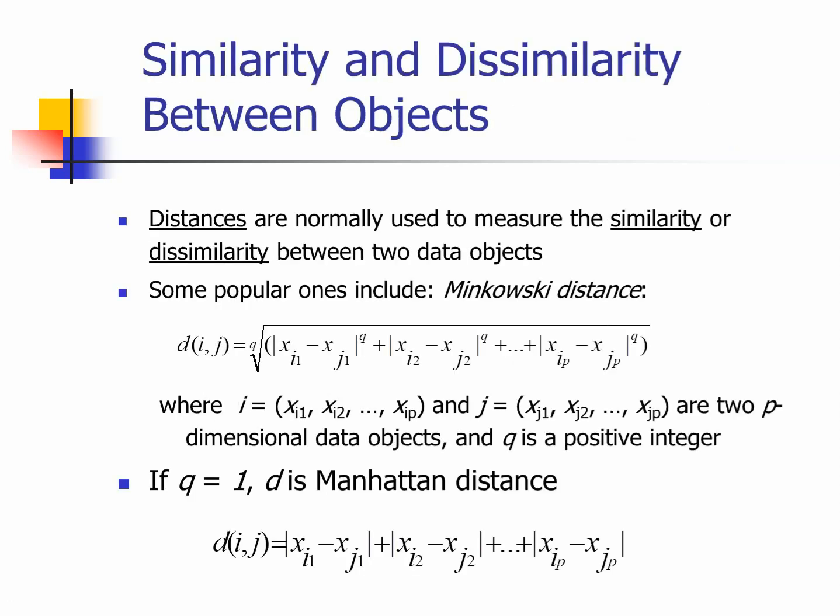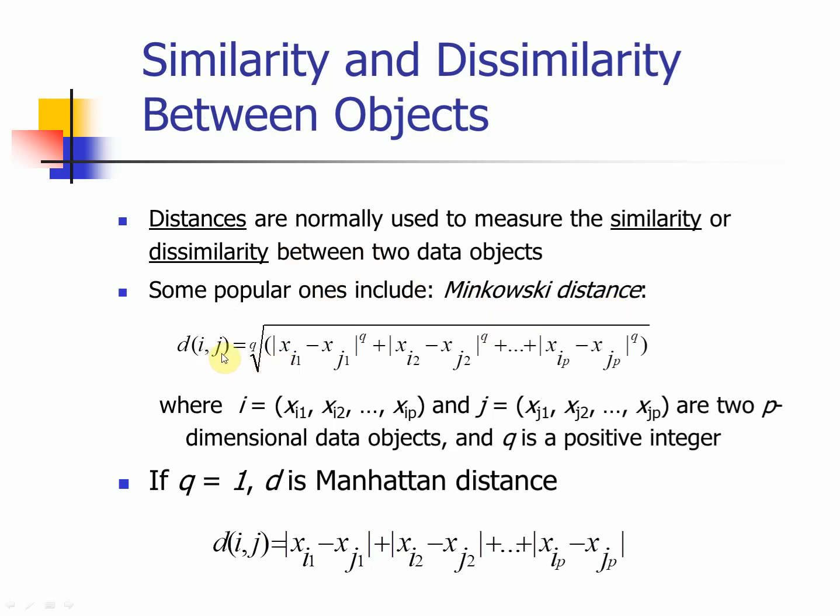So, distance, similarity and dissimilarities. Distances are normally used to measure the similarity or dissimilarity between two data objects, and obviously this is the most important thing in K-means clustering, because similarity and dissimilarity are the two main criteria we want to implement here. So there are some popular measures, including the Minkowski distance.